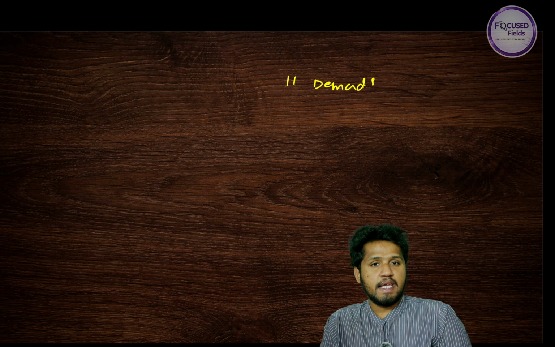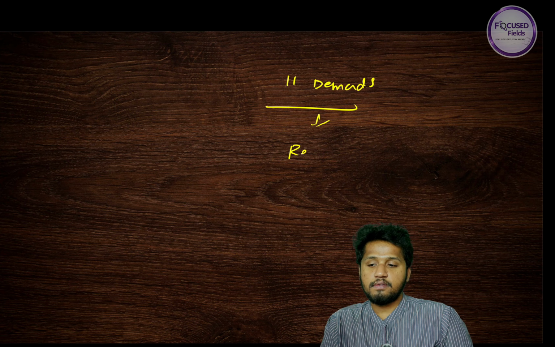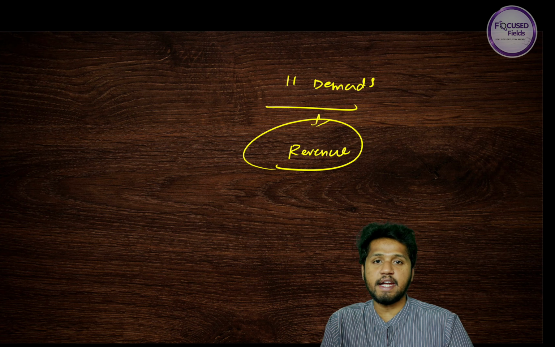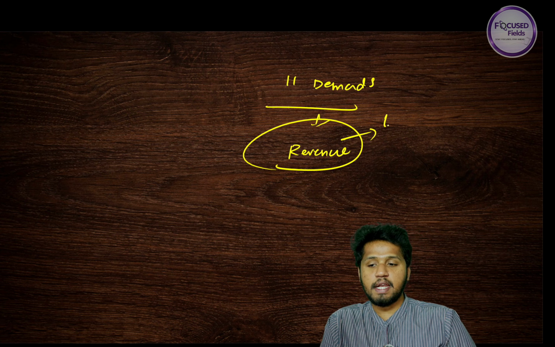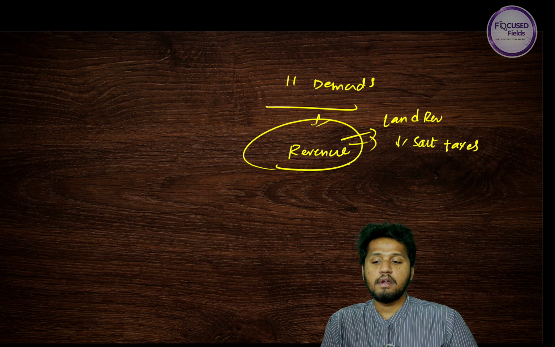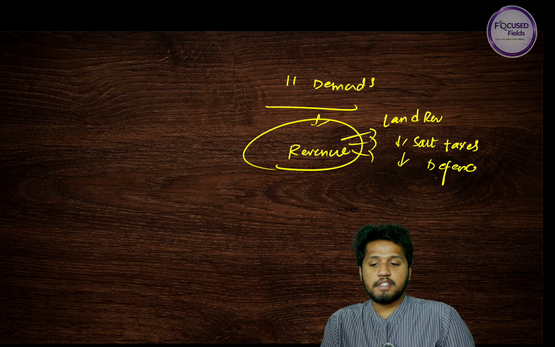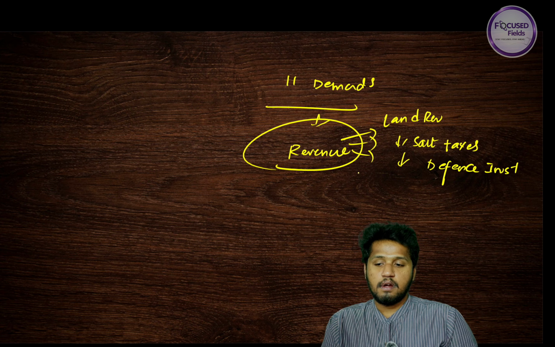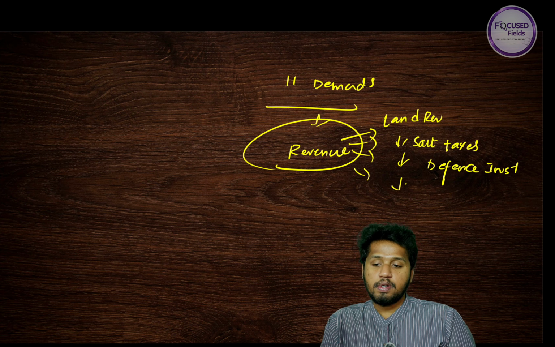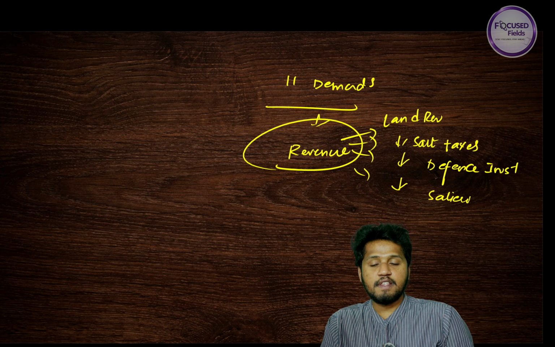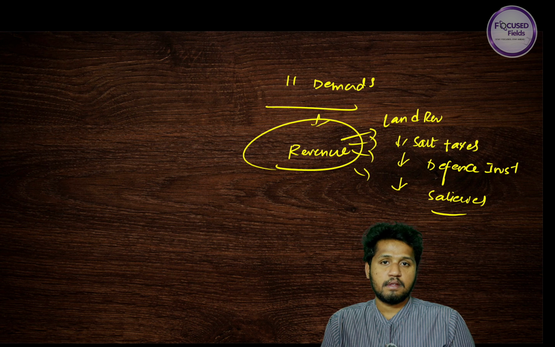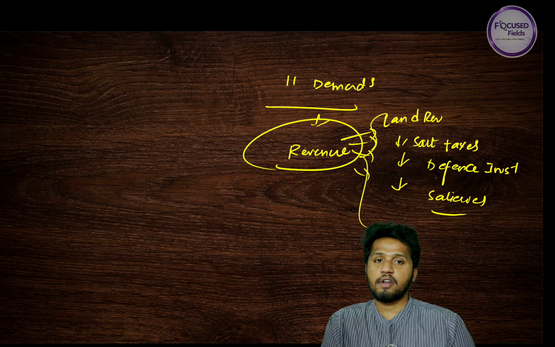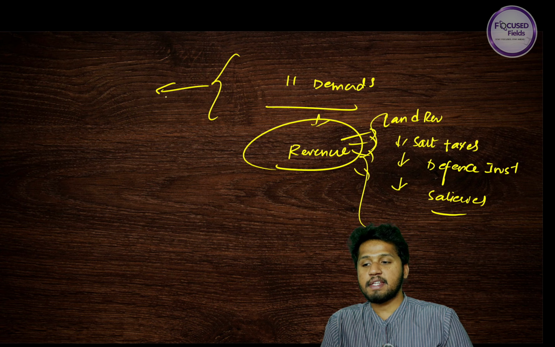These 11 demands mainly consisted of reducing the revenue which the British were drawing out of Indian taxes. He demanded to reduce the land revenue. He demanded to remove the salt taxes. And he demanded to reduce the defense expenditure. He also demanded to reduce the salaries of senior officials staying in India. These were some of the 11 demands which he put in front of the British government. Even these 11 demands were rejected.